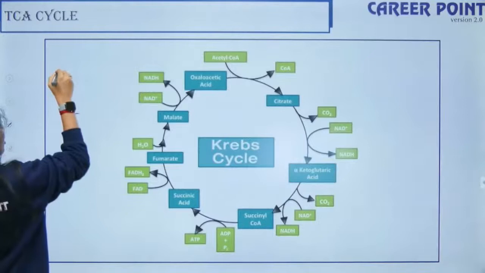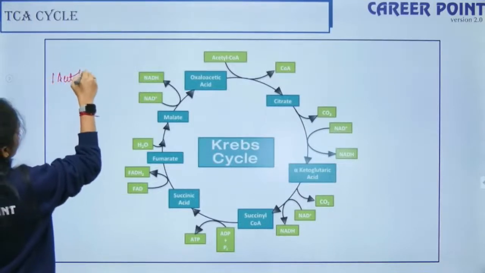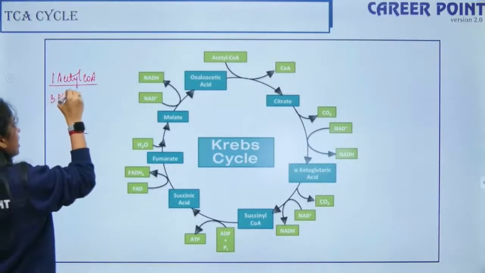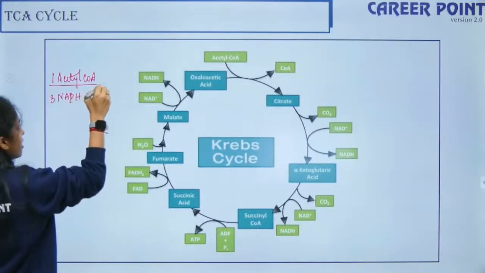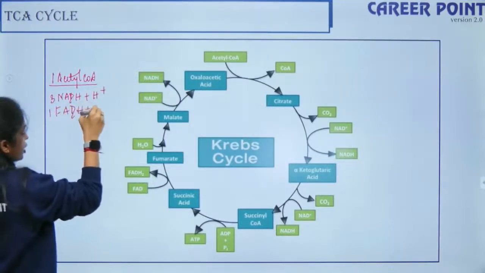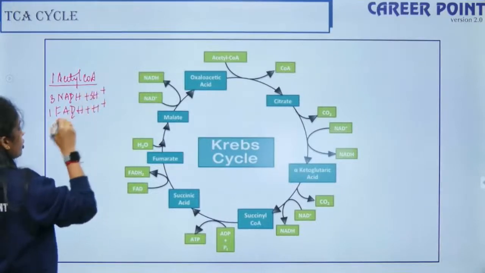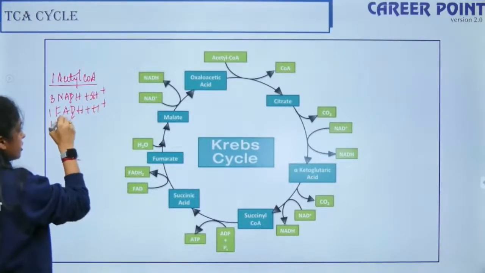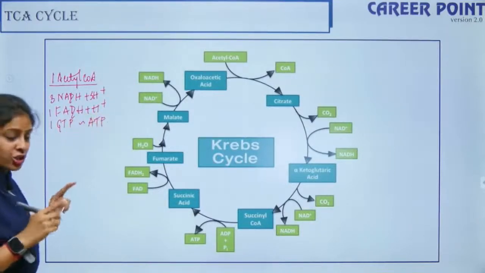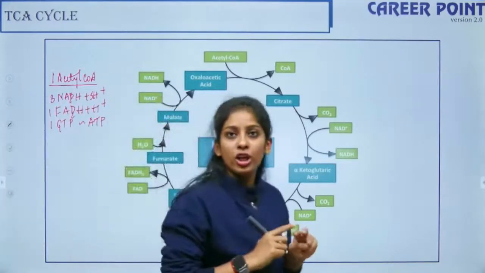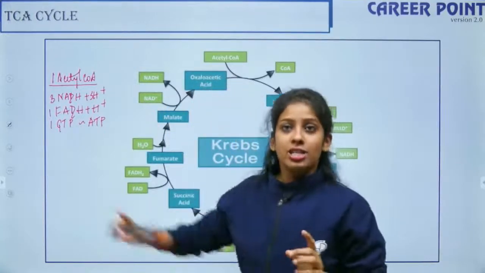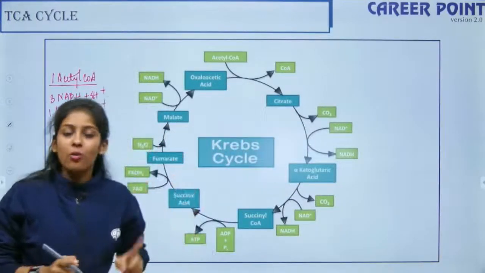Okay, so for 1 molecule of acetyl-CoA, we have 3 molecules of NADH plus H+, you have 1 molecule of FADH2, so this is 3H+, and 1 molecule of GTP, which is equivalent to ATP. But at the end of the link reaction, you have 2 molecules of acetyl-CoA. Which means this cycle happens twice, right? So this is for 1 round of the Krebs cycle.